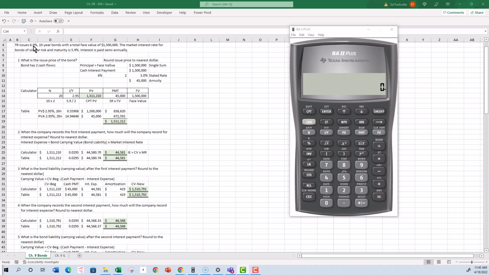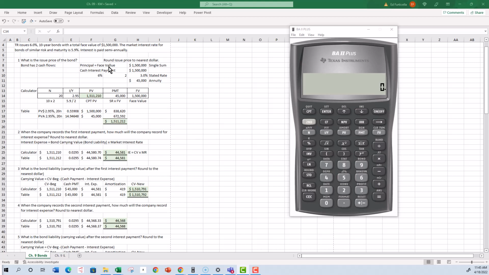Our problem shows that TR issues a 6% 10-year bond with a total face value of $1,500,000. The market interest rate of bonds with similar risk and maturity is 5.9%. Interest is paid semi-annually. So let's solve for this bond. First question is, what's the issue price of the bond? And it tells you to round the issue price to the nearest dollar.